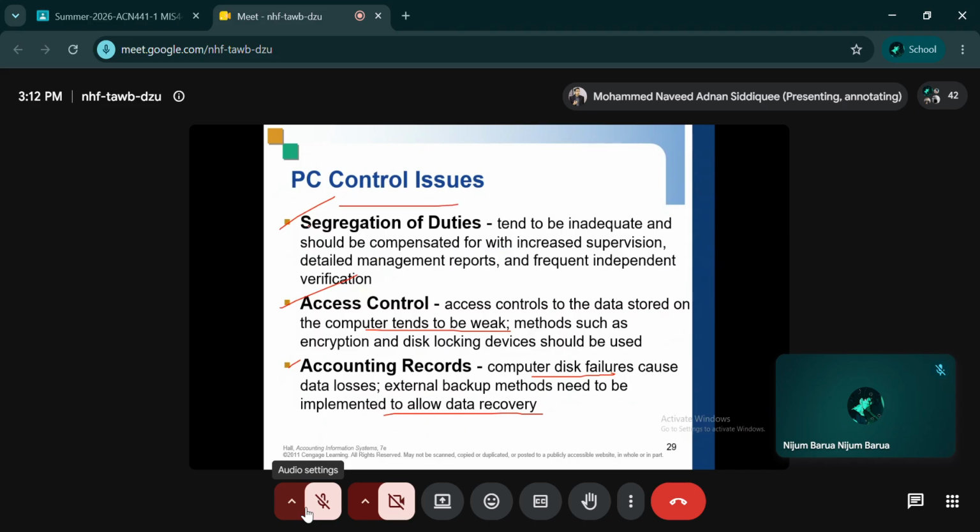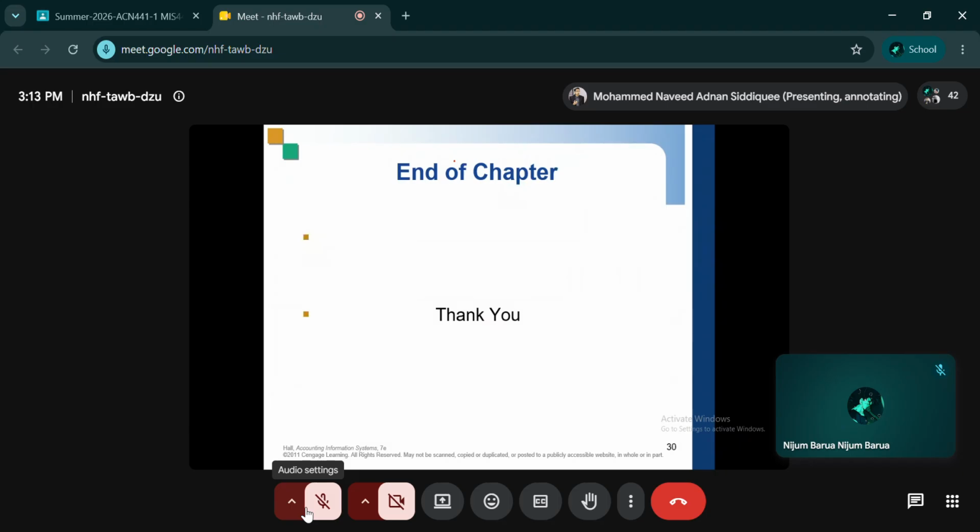For example, you lose segregation because one or a few people are controlling the whole process. Access: the computer system may be vulnerable and weak, and anybody can access it if it's not properly protected. Accounting records can get lost, can get damaged, can be subject to manipulation. So all of these things need to be taken care of. These are issues that the company needs to properly deal with. So this ends this chapter. Any questions till now?